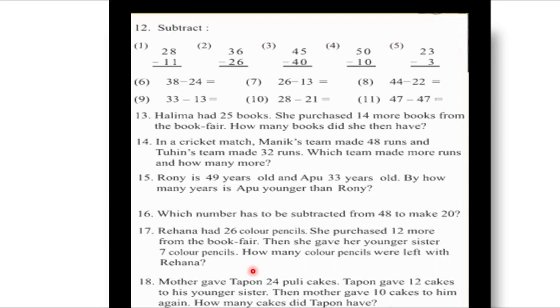But after that, mother gave 10 cakes to him again. That means mother gave Topon 10 cakes again. So the number of pulley cakes this time will be increased, and that is why in the next line of this math you should use the concept of addition, and finally you can get the answer to this question.